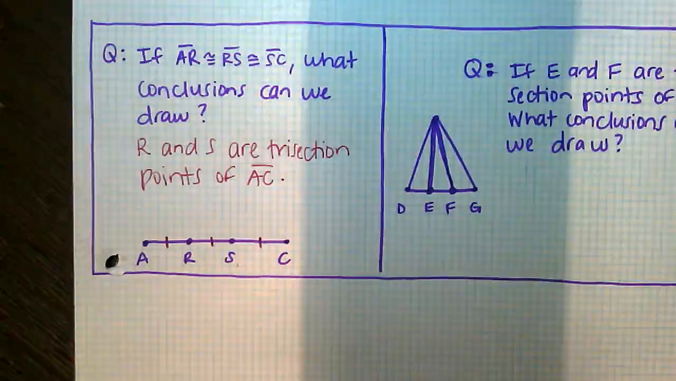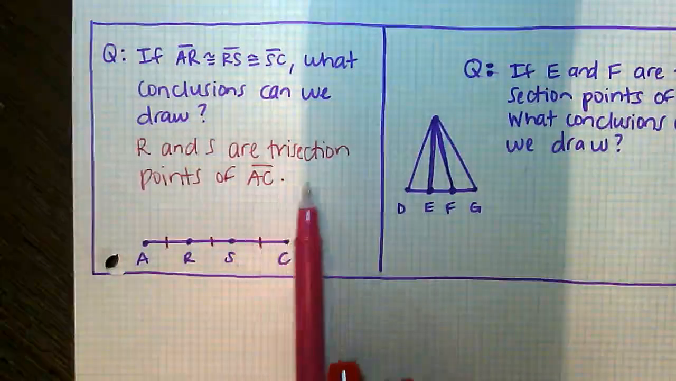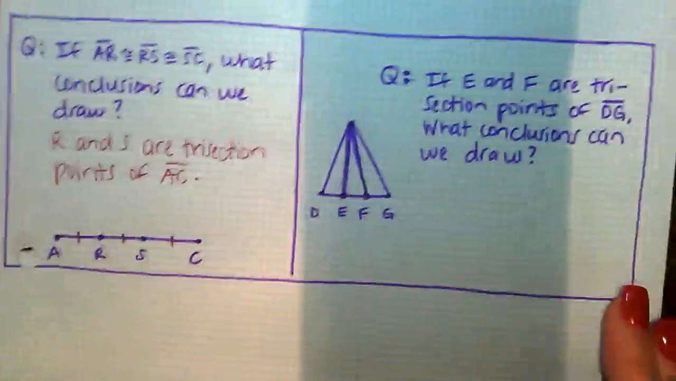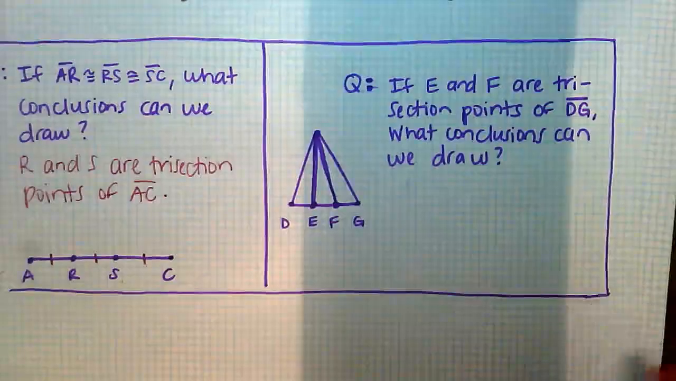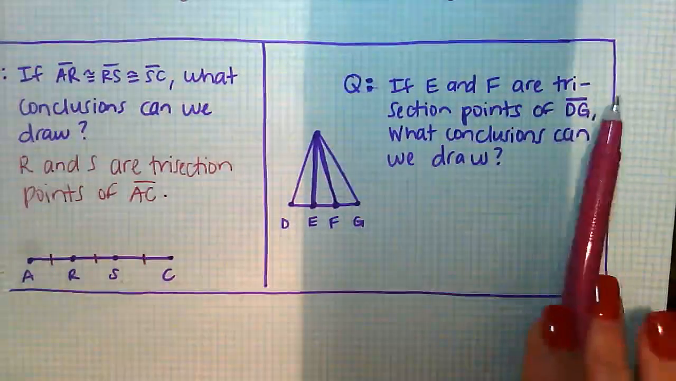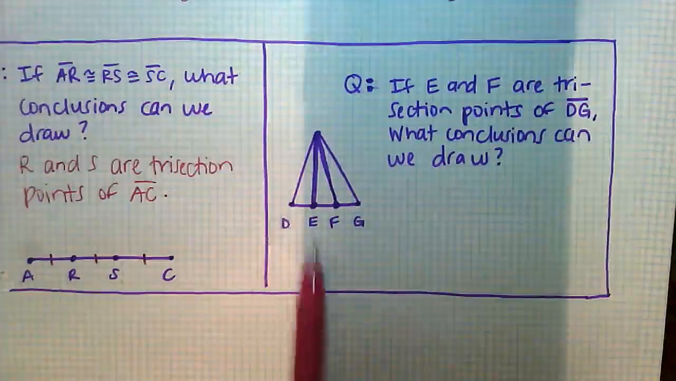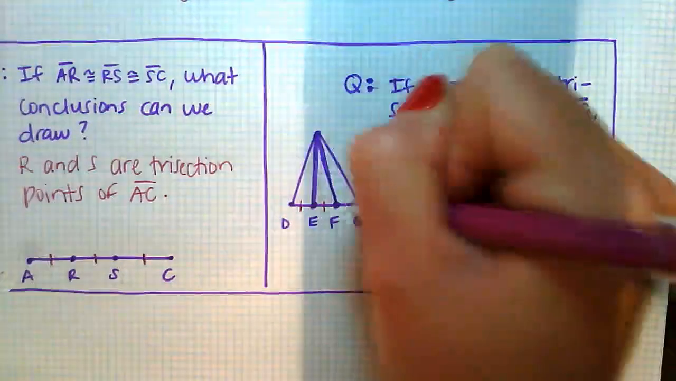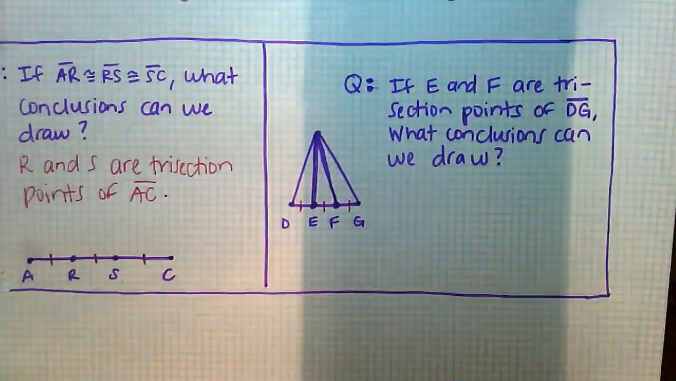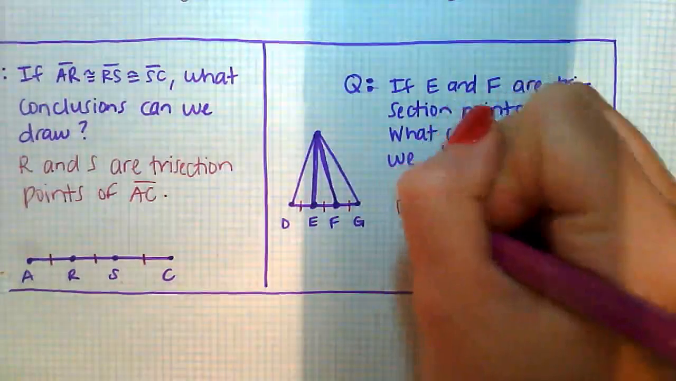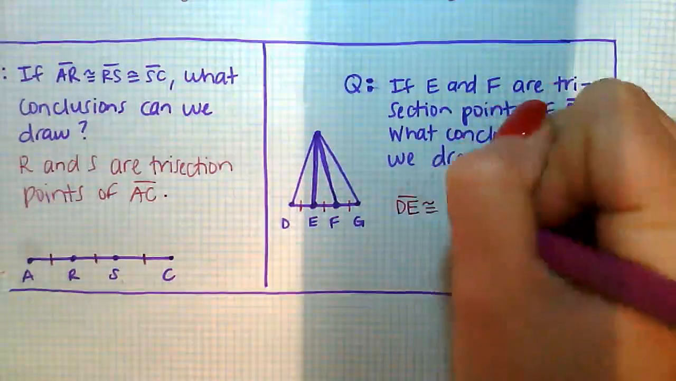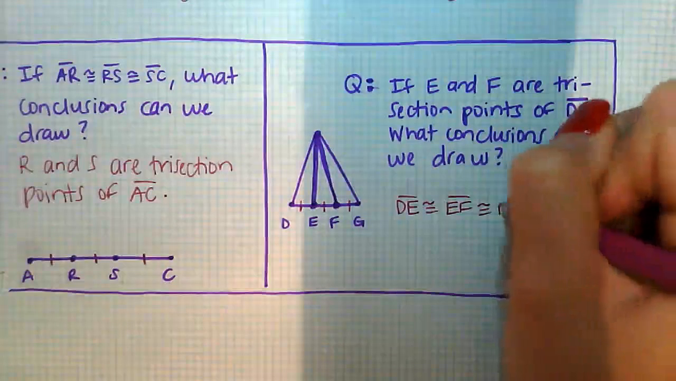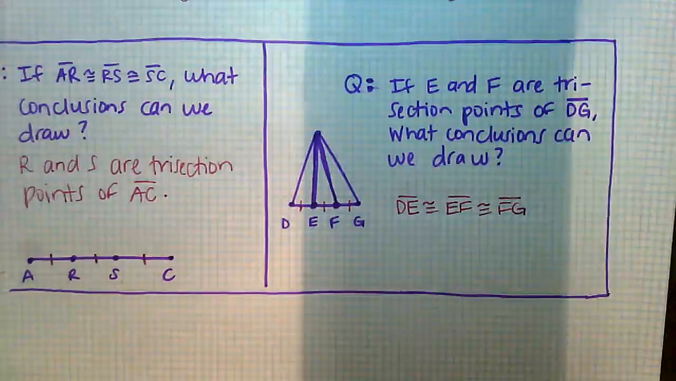Or you could also turn that statement around a little bit differently. You could say that AC is trisected by points R and S. Okay, let's look at this example right here. If E and F are trisection points of DG, so this entire segment D to G, what conclusion can we draw? If those are trisection points, that means that those segments are congruent. So let's just turn that into a statement. Segment DE is congruent to segment EF, which is congruent to segment FG.